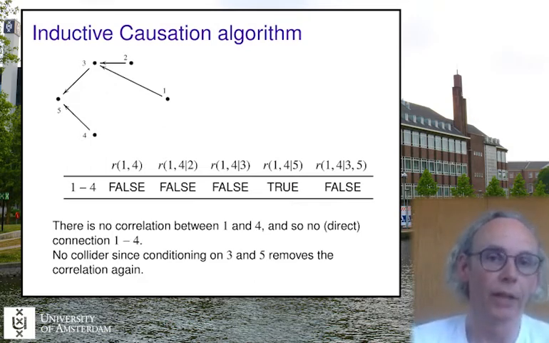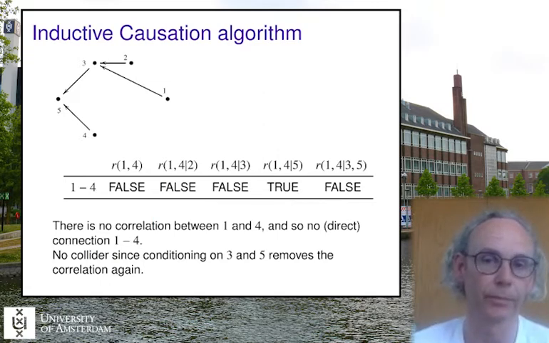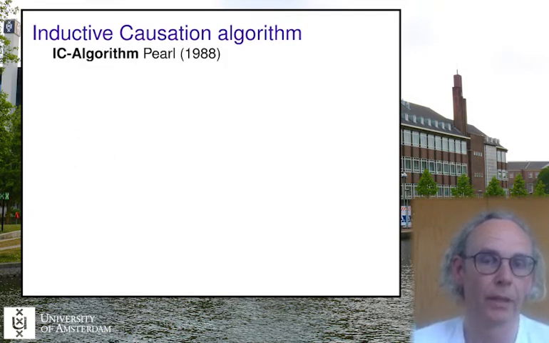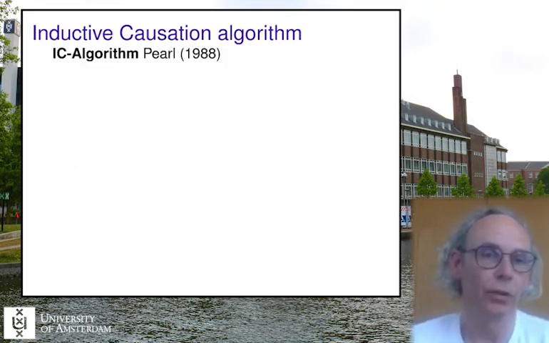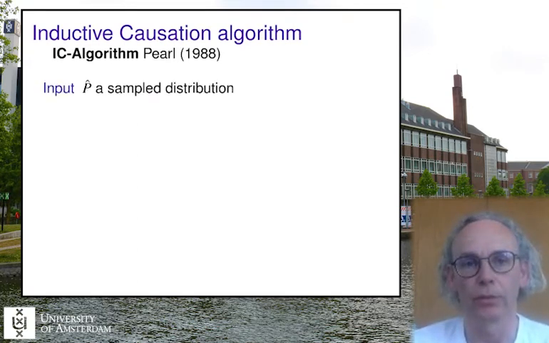So there's no collider directly from 1, 3, 4. That's what we know, because this only happens when we condition on 5. There's no connection between 1 and 4 because there's no correlation. So those were examples of the inductive causation algorithm by Pearl, and we can write it up in more general terms, of course.